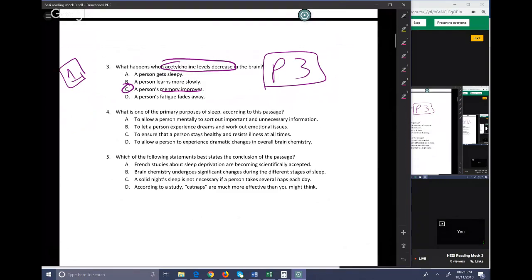Number 4 says, what is one of the primary purposes of sleep according to this passage? I would call this reading 1. It does say the word purpose, but it's asking for the purpose of sleep as opposed to the purpose of the passage. So one of the primary purposes of sleep would be to allow a person mentally to sort out important and unnecessary info. This aligns with your main idea, and that's an important part of this because when they say, why do you sleep? That is a question very related to what the main idea happened to be in this case.